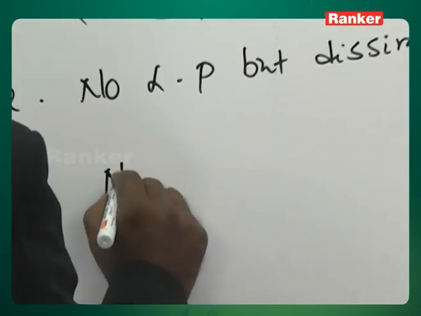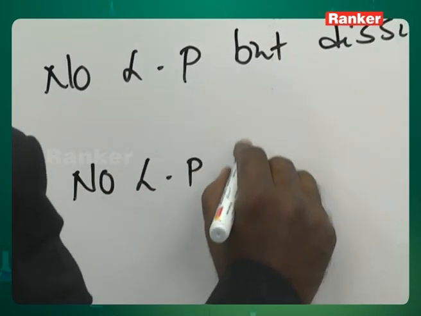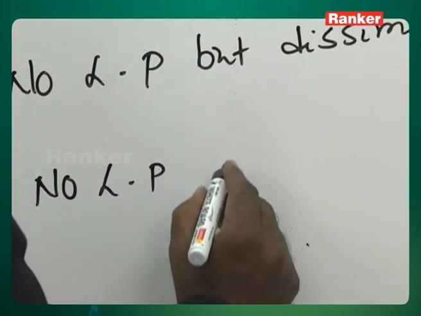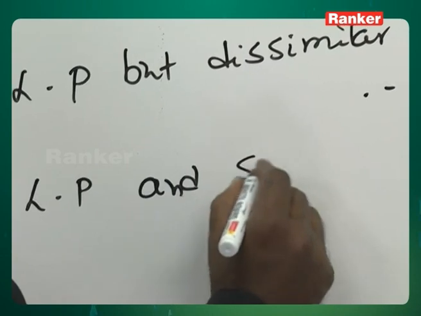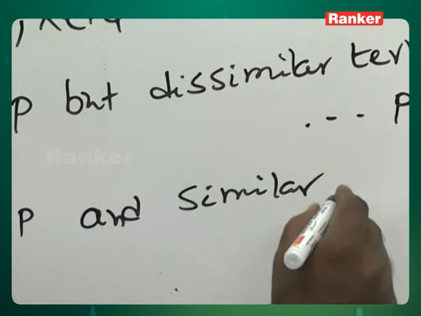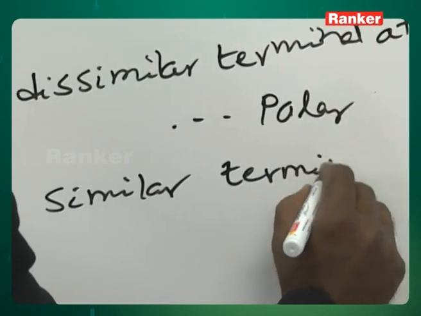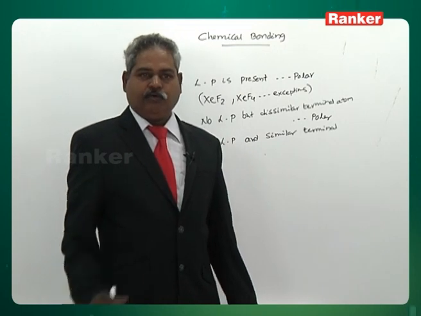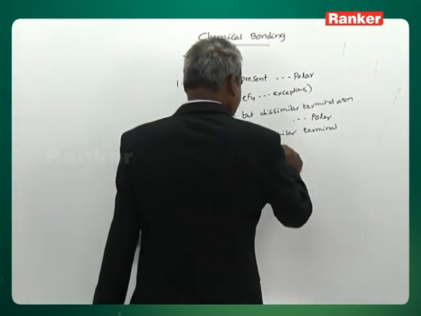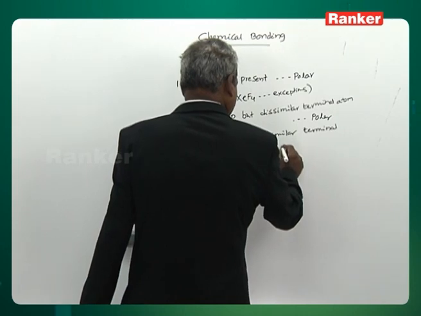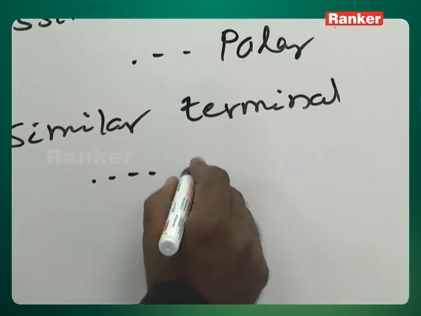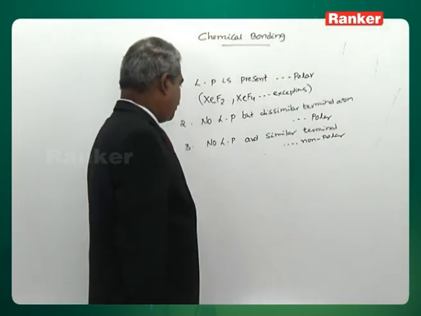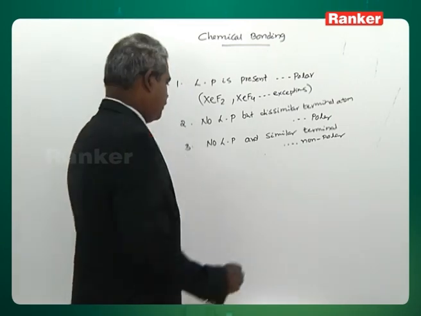Third case, no lone pair and similar terminal atoms. All atoms are similar. Cl2, both chlorines are similar. P4, all of them are similar. No lone pair and similar terminal atoms, then this is non-polar. Now classify. I will just give a molecule, you just have to tell me 1, 2, 3.